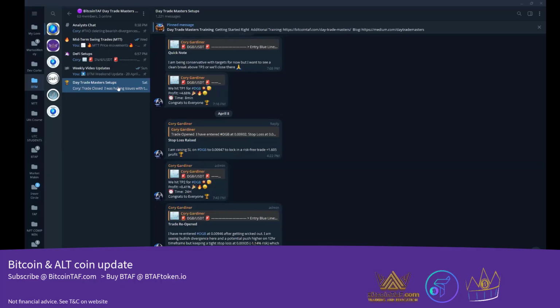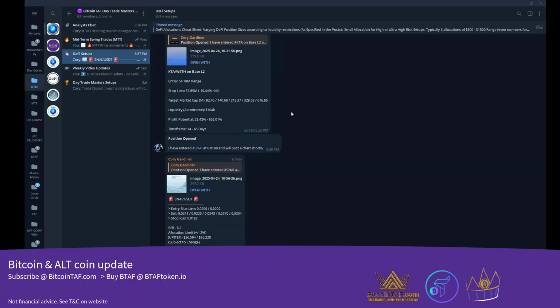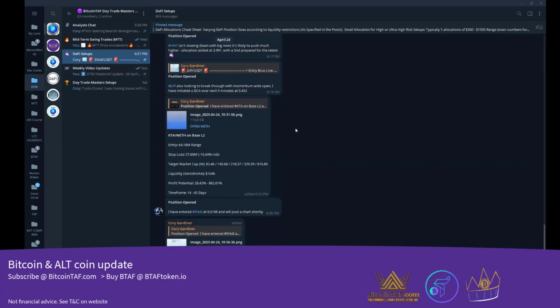But what we've now added is a very, very important principle, and I don't believe anyone else is doing this currently, but we're doing it here at BitcoinTAF, and that is DeFi setups. Now, DeFi setups is a whole different ballgame when it comes to decentralized signal setups. Now, what this means is this is not on a centralized exchange. These are coins that have a lot of potential that are placed on a decentralized exchange.